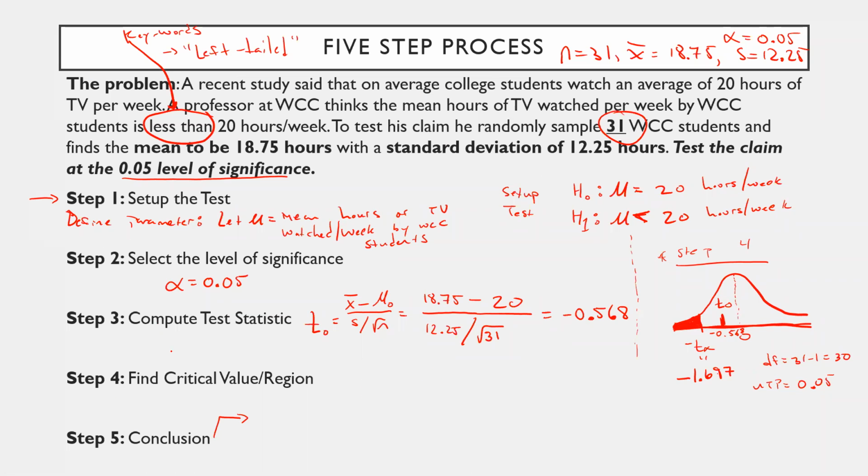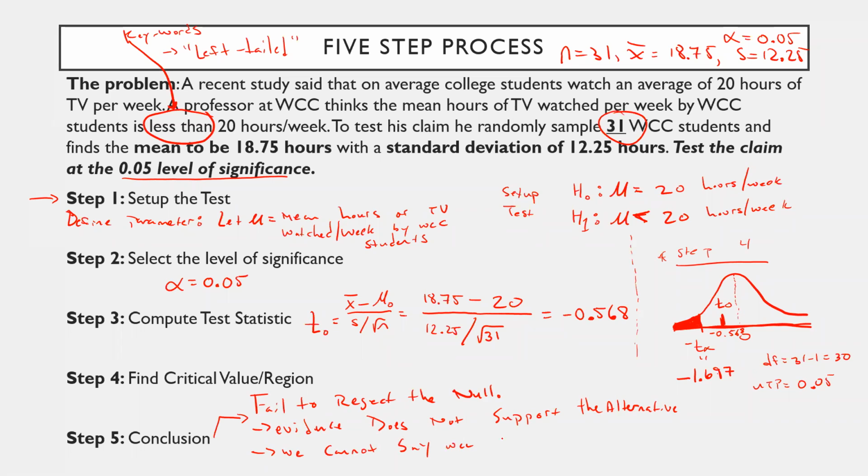Yeah. So our conclusion here is this. We fail to reject the null hypothesis. So what this means is the evidence we collected does not support the alternative. So we cannot say that WCC students watch less than 20 hours on average.